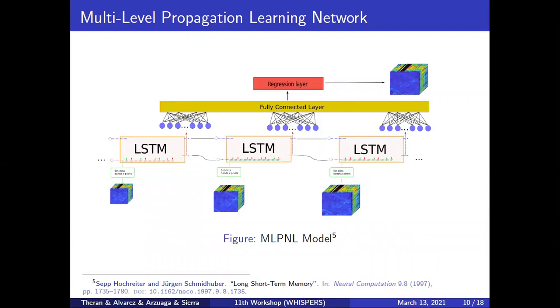Well, the Multi-Level Propagation Learning Network is built using a layer of long short-term memory, a fully connected layer, and a regression layer. This model is fit using the sequence of images, whose elements are arranged from the smallest images to the largest ones in the sequence. In this way, the network can propagate information learned from the small spatial area to the largest spatial area using the main characteristic of the long short-term memory network.